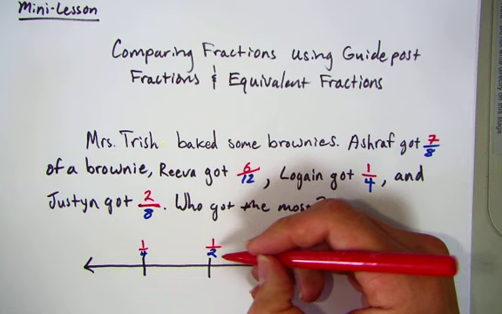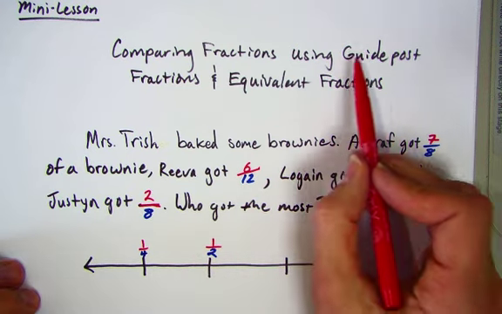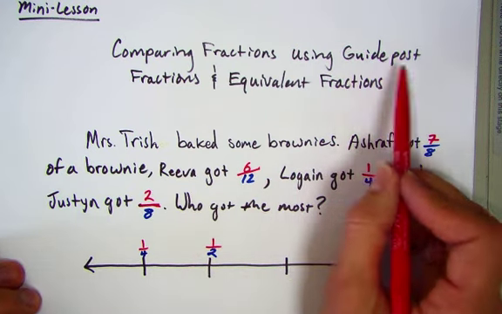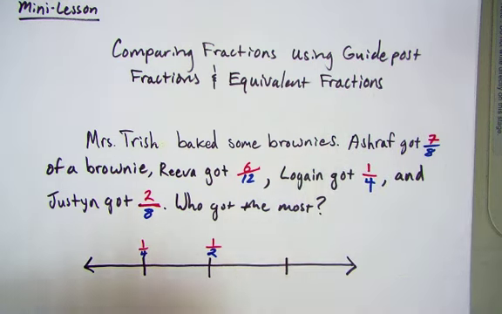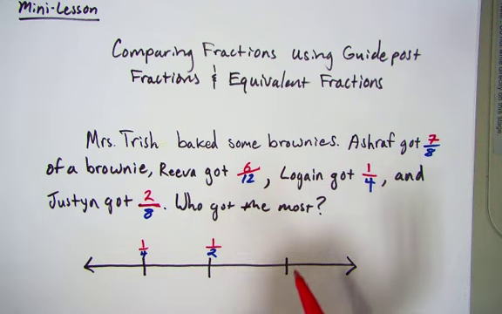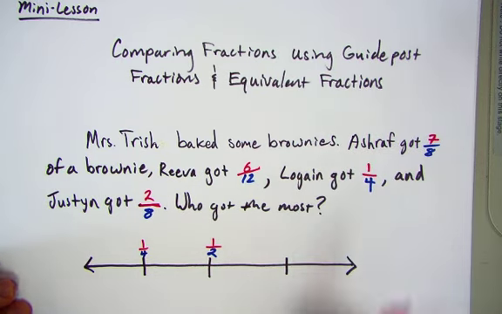This fraction right here is very common. Everybody knows what a half of something is. So that's why a half is a very strong guidepost fraction. A guidepost tells you where to go. It's like a sign on the street says, hey, Al Wakra is 2 miles or 4 kilometers north, south, east, west. A guidepost tells you where to go.